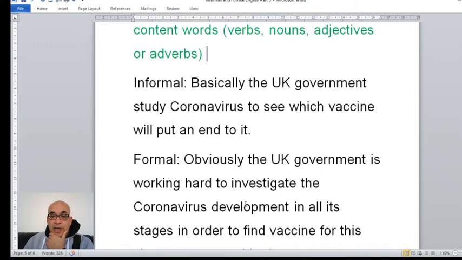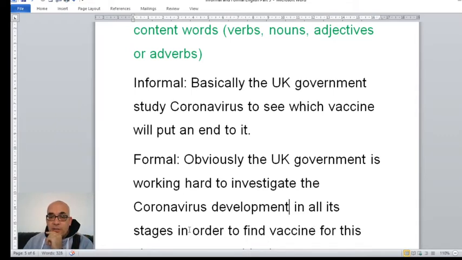The coronavirus development. So what I'm using is dense words. Development is a noun. I'm not just using coronavirus, I'm using coronavirus development. So this means I'm using many nouns, many verbs, many adjectives, many adverbs. And this is what we do in formal English. We use many nouns, many verbs, many adjectives, many adverbs, and the language is dense. So I don't use coronavirus, I say coronavirus development. Coronavirus is one noun, but coronavirus development, you have two nouns.